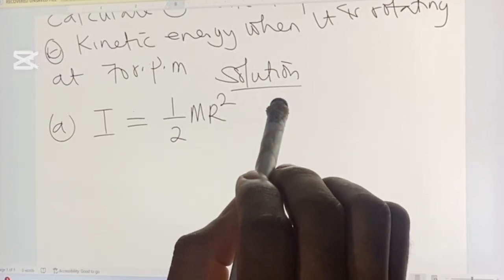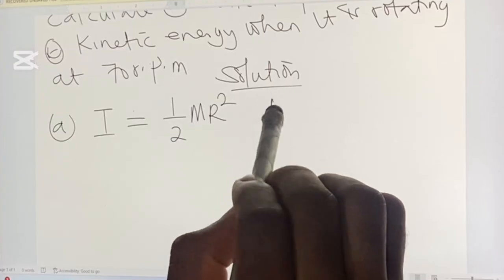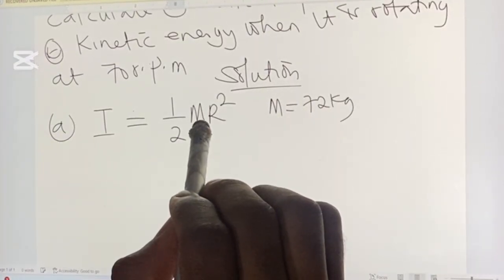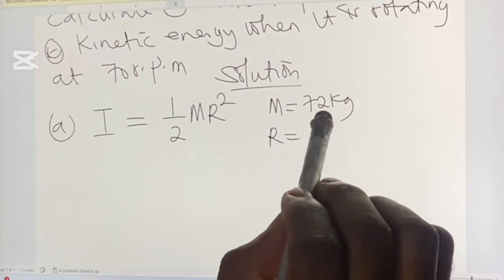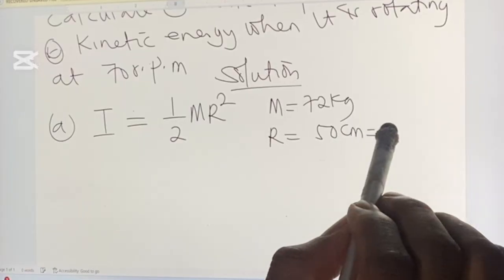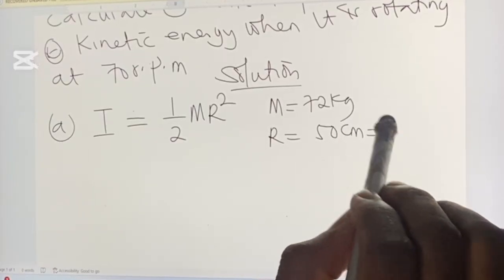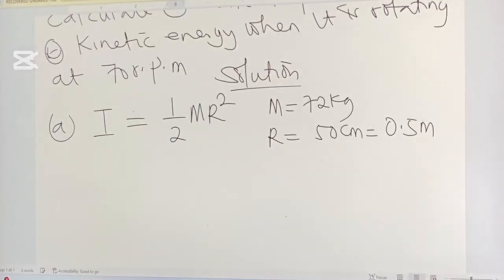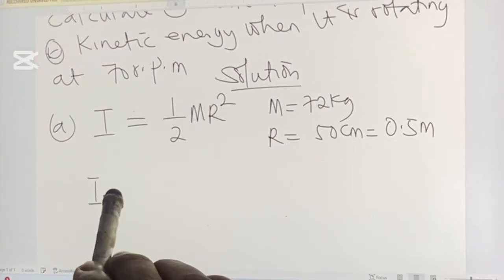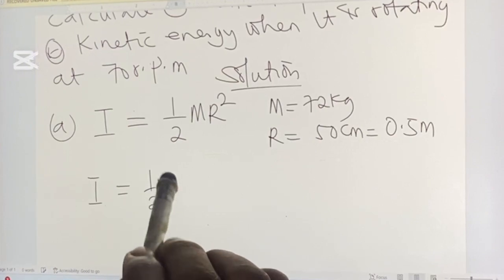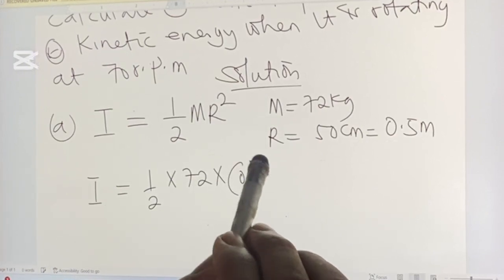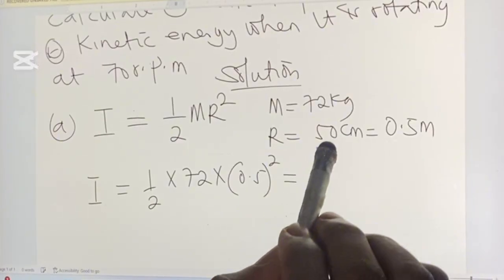So our mass here is given to us as 72 kg. The radius is given to us as 50 cm. Converting to meters, I will divide this by 100, which gives 0.5 meters. Please take note. So class, replacing your values here, the moment of inertia here will be equal to, class, 1 over 2 times 72 times 0.5 all squared. So let's replace this, class.